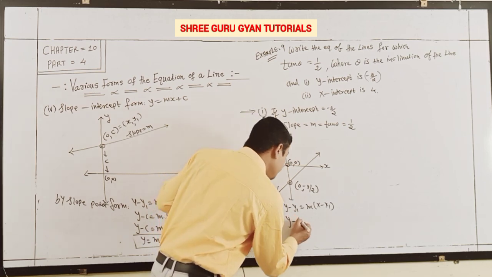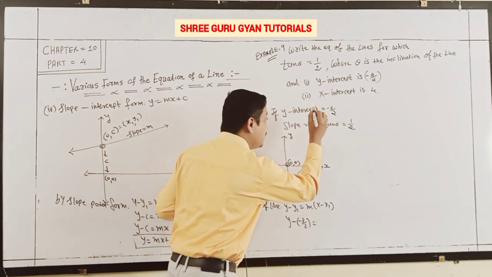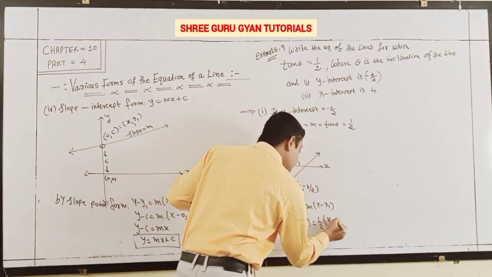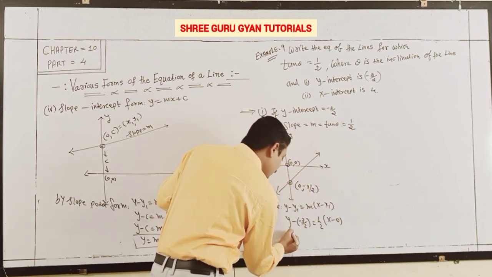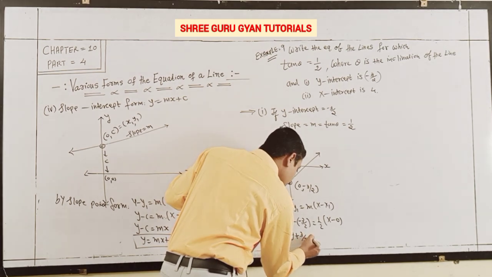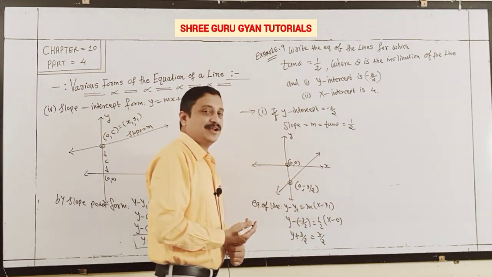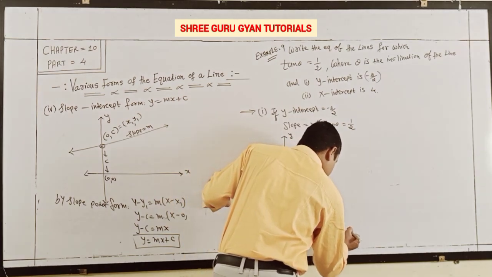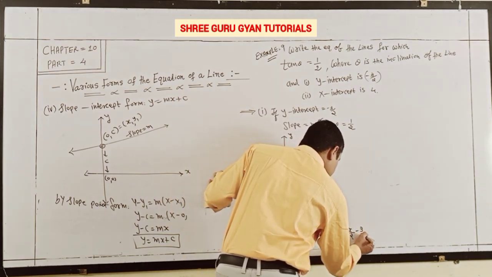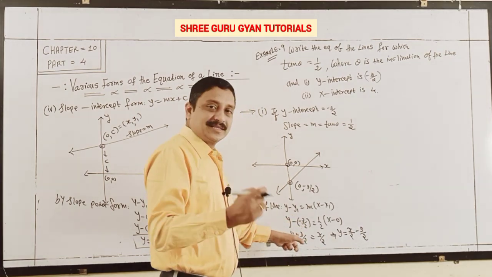Minus 3/2. Slope, yes, half, and x1 is 0, that is called x1, this is called y1. Now apply y plus 3/2 is equal to x/2. Now you will take simple arrangement for the answer. y is equal to x/2 minus 3/2. Minus minus plus, I take the right side.